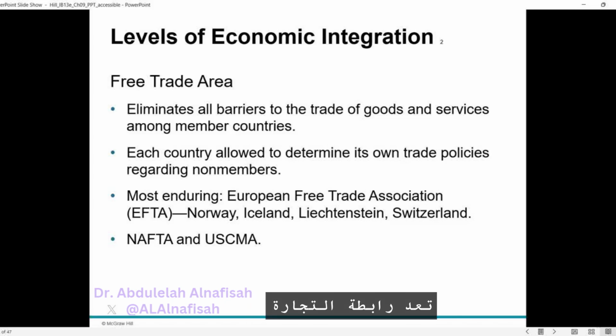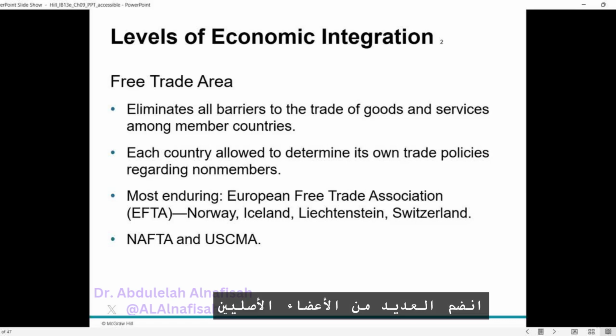Free trade agreements are the most common type of regional economic integration, making up nearly 90% of regional trade agreements. The European Free Trade Association, EFTA, established in 1960, is the world's longest-standing free trade area. It now comprises Norway, Iceland, Liechtenstein, and Switzerland, down from its original 7 members.